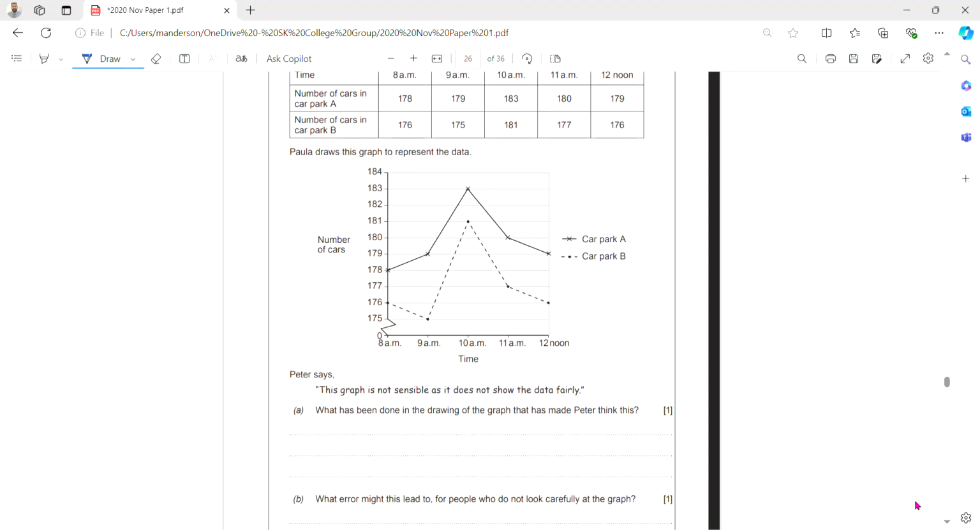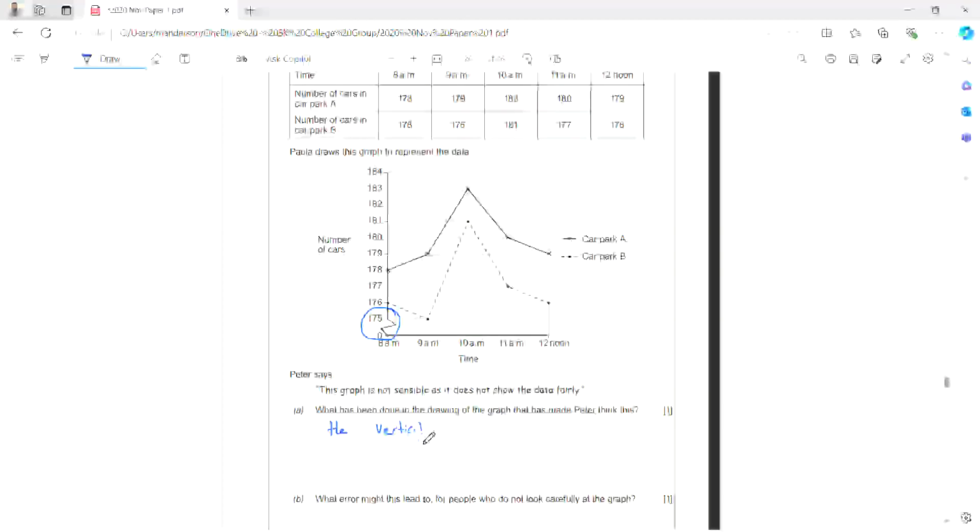Okay, so common thing is this here. Okay, so what this does is this makes the graph look skewed. Okay, so what's happened is the vertical axis jumps from 0 to 175. So this skews it.